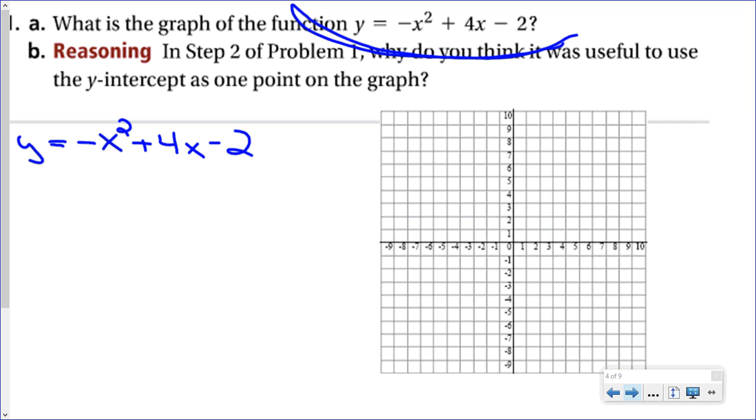Just a couple of things before we even start. Since it's a negative, you know the graph is going to go down. And we can start off by doing the same thing as we did last time, which is the axis of symmetry, which is the formula -b/2a.